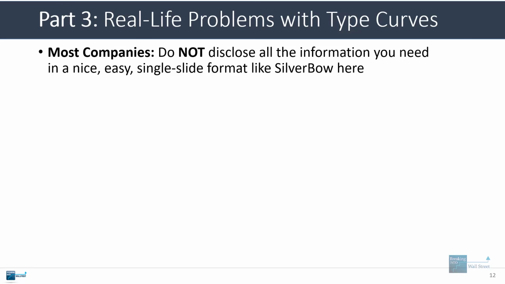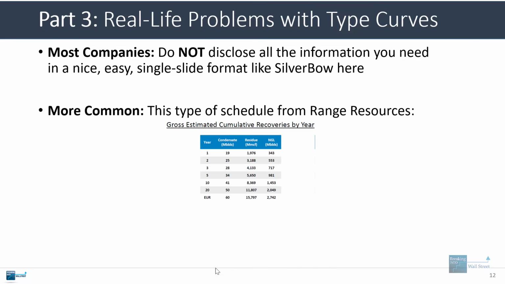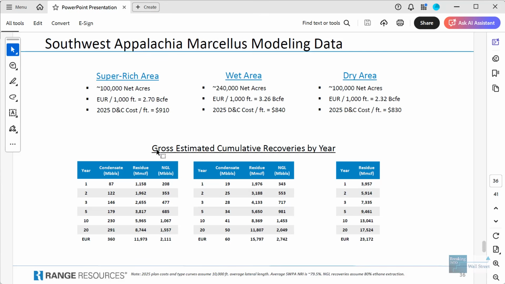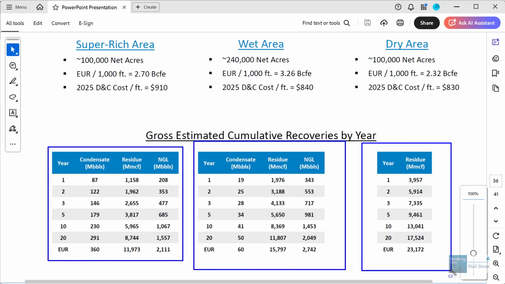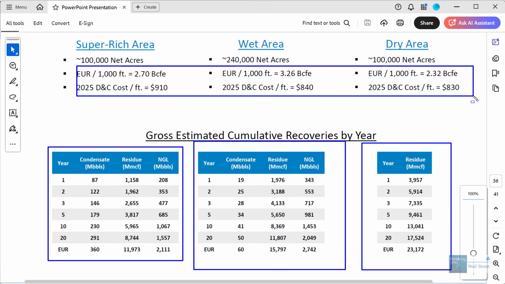So the first problem is that most companies do not disclose all the information on a nice single slide format like Silverbow Resources did. Instead, you tend to see this type of schedule more often. And I'm going to pull up the investor presentation for Range Resources here. They do certainly give us some information about this. They give us the expected production levels for each year for different types of wells in one specific region they operate in. And they also give us the estimated ultimate recovery and the D&C costs.